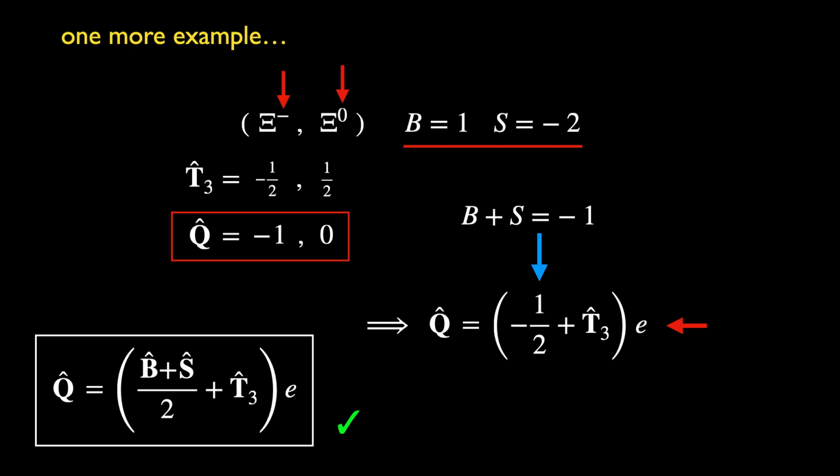Notice that only the sum of B and S enters into the charge formula, which is to be expected, since both these numbers are shared by all members of a multiplet. This fact will be important in a minute.